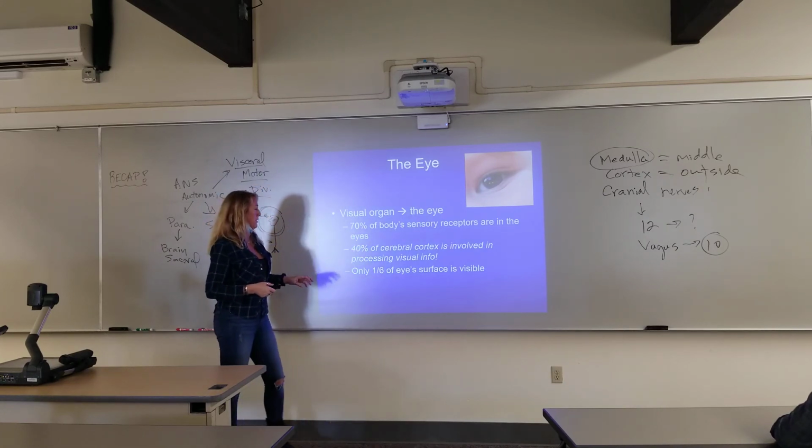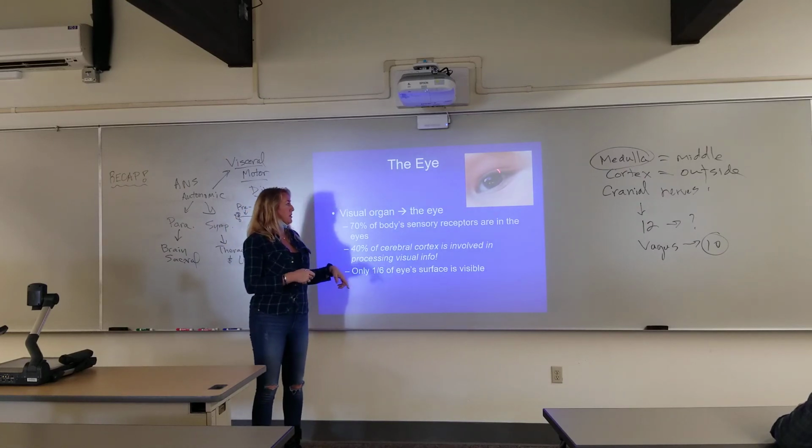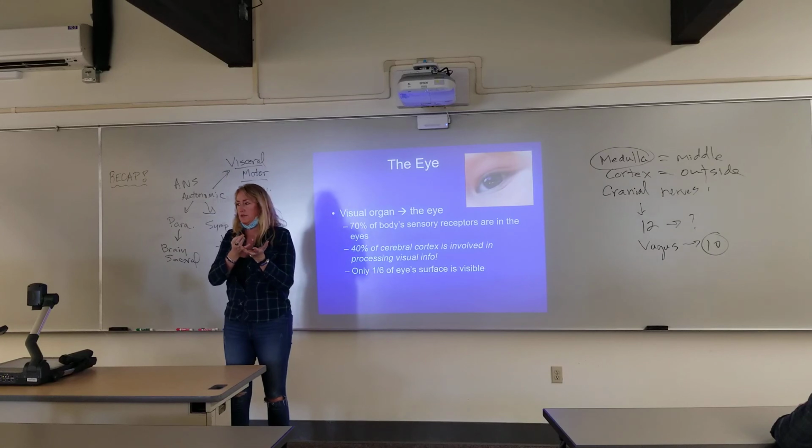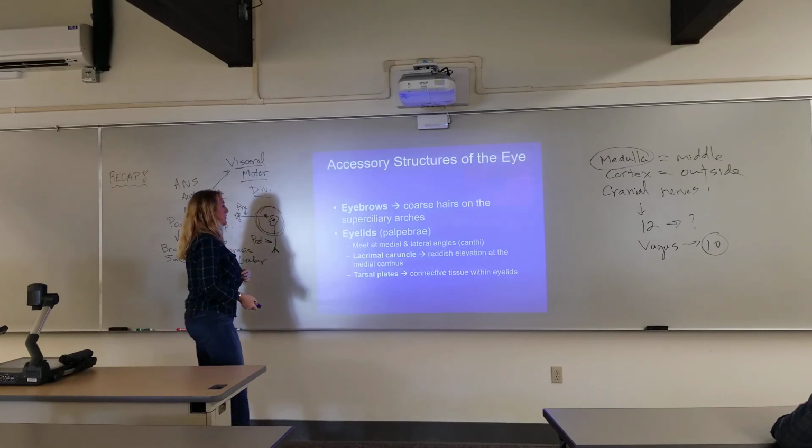That's my son's little eyeball. Only one-sixth of your eyeball surface is visible. So the whole five-sixths at the back of the eye you can't even see. Okay? You're only seeing a very slit-like section through the very front.